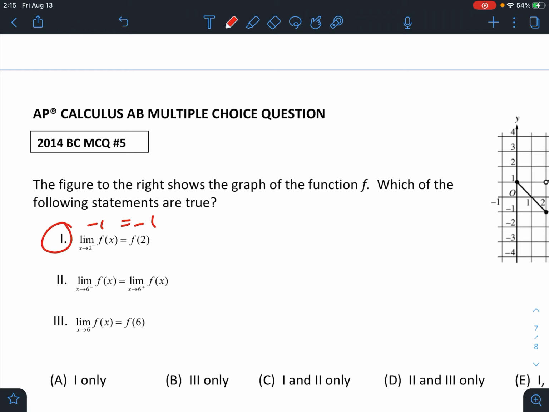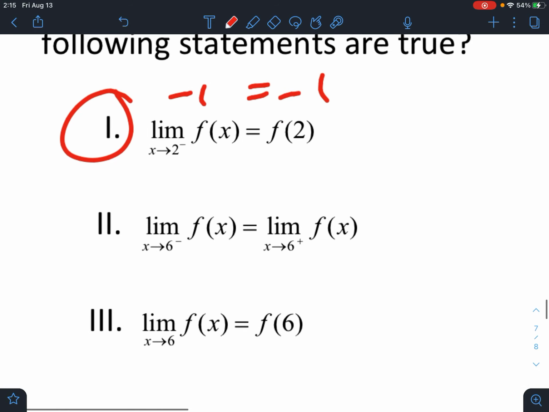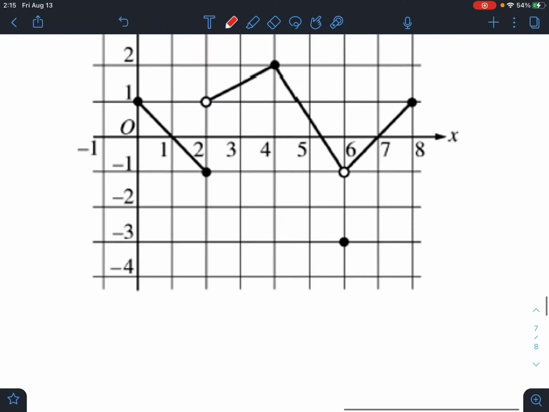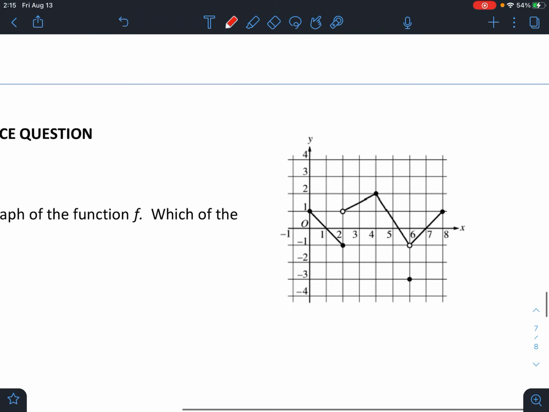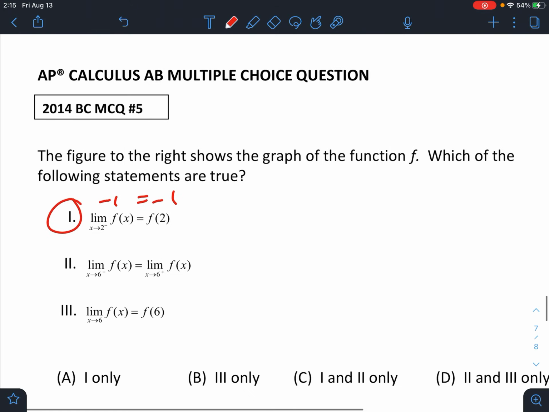Let's take a look at 2. It says the limit as x approaches 6 from the left and the limit as x approaches 6 from the right are the same. Let's look at our graph. From the left, the limit is negative 1. From the right, the limit is negative 1. Don't worry about this y value here. It means nothing. The left-hand limit is negative 1. The right-hand limit is also negative 1. Those are true. Number 2 is true.